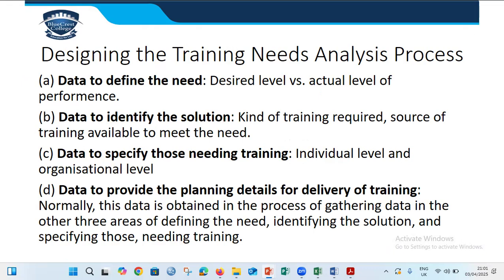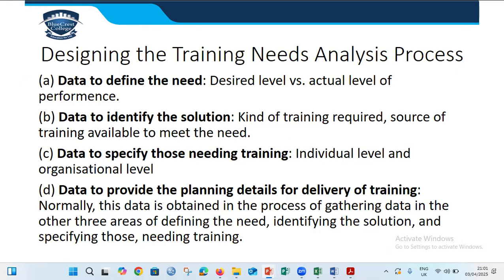So you need what the employee is currently doing versus what you expect them to do. Okay, so you have to produce a document of the desired level of performance, and then you now measure the actual level of performance. Okay.